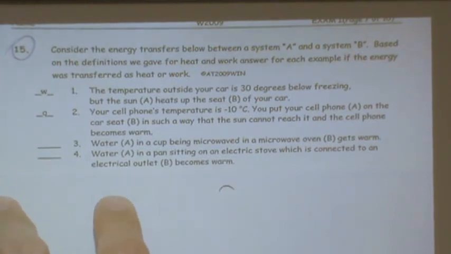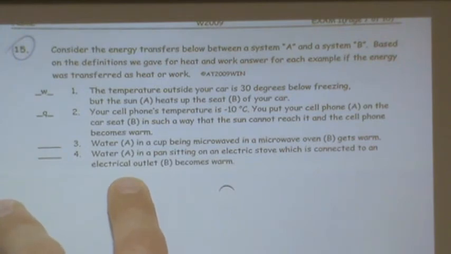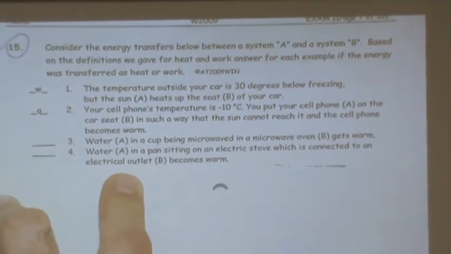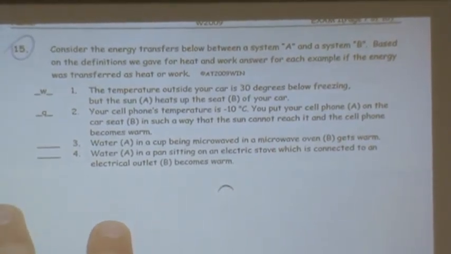So water is system A, and the electrical outlet is B. What's the energy transfer from one to the other? Is it Q or W? How many people say Q? How many people say W? Okay, most people got it right. Yes, it's work. How about 5?